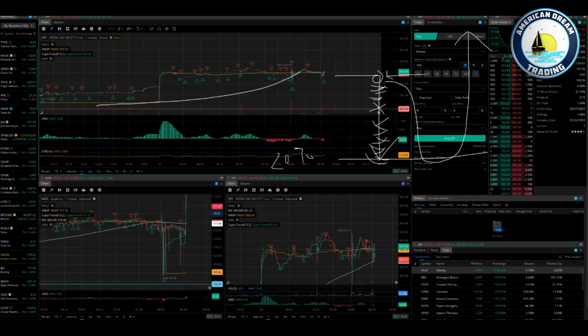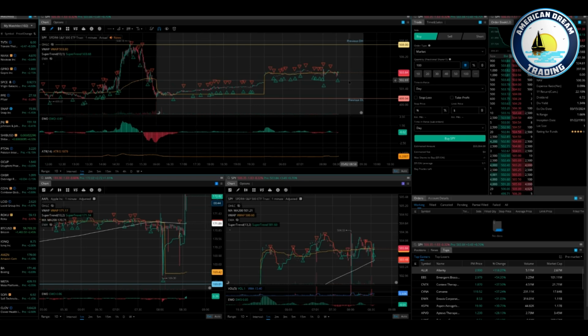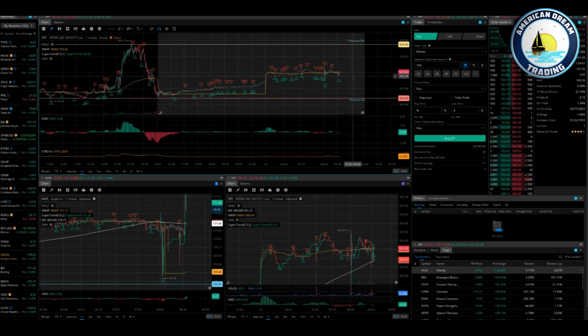Make sense? That's the thing, the gaps we have to determine. Is it a pre-market high gap? Is it a pre-market low gap? Is it a previous day high gap? Is it a previous day low gap? Do you see what I mean? There's multiple ones we're looking for.